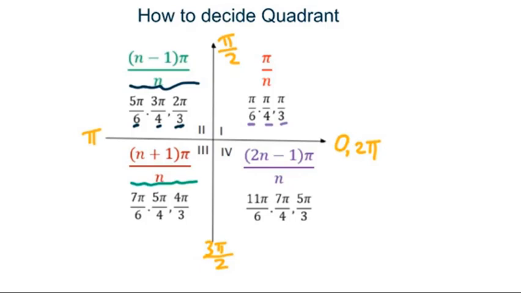For fourth quadrant, this will be the pattern 2n minus 1 pi over n. Therefore, if n equals 6, you get the 2 times 6 minus 1 means 11 pi over 6. If here's a 4, you get the 7 pi over 4. N equals 3, you got the 5 pi over 3. So remember this pattern, it's so easy to figure out in which quadrant.